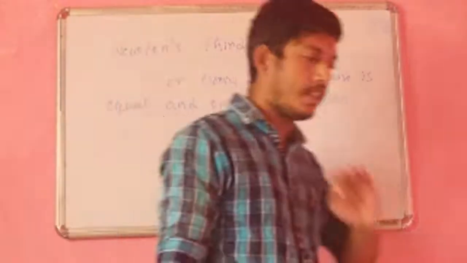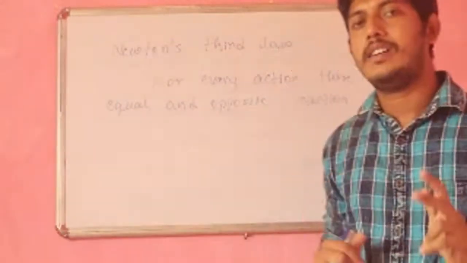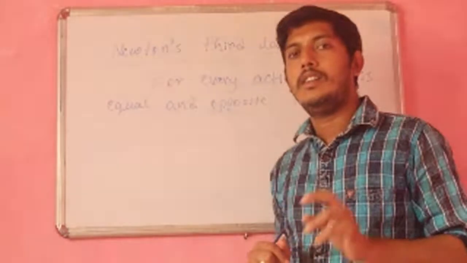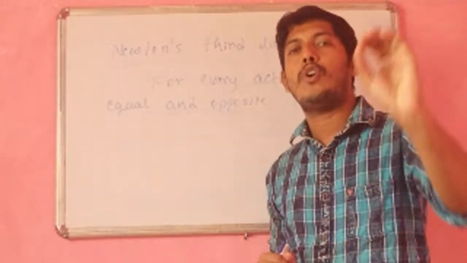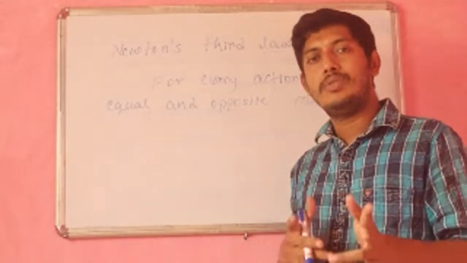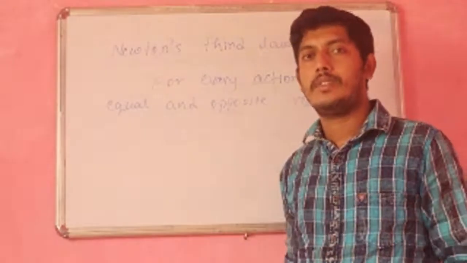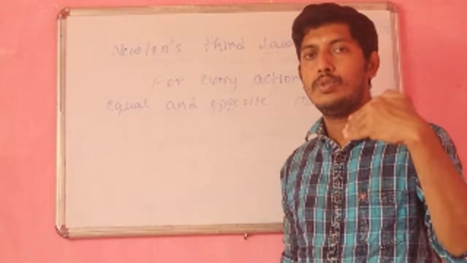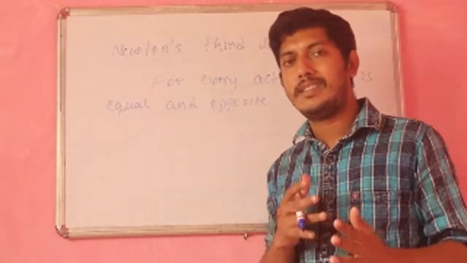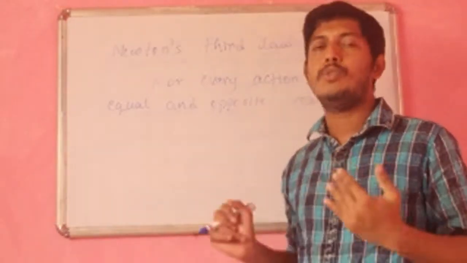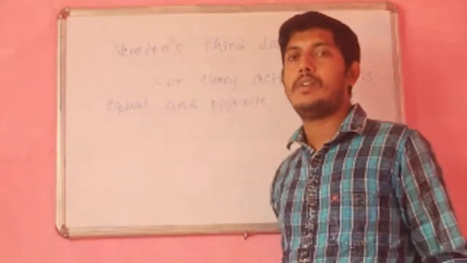So if you consider a gun and a bullet, when we fire, the bullet moves in the forward direction and the gun moves in the backward direction, or recoil of the gun occurs. So the bullet moves in the forward direction and with the same amount but in the opposite direction the gun recoils.